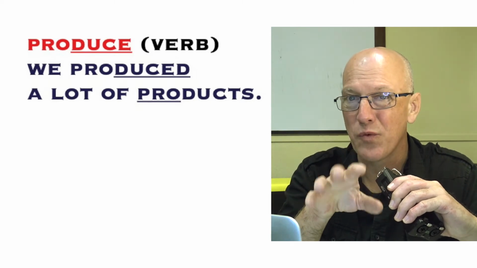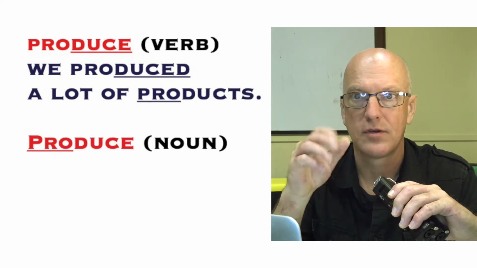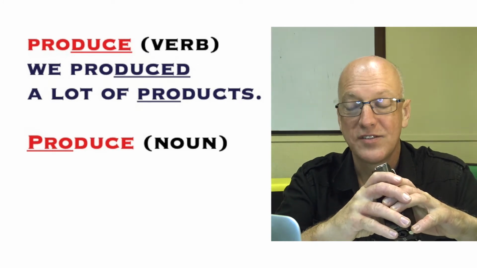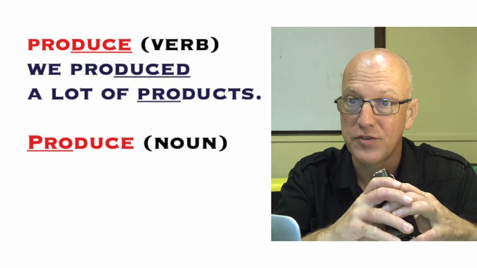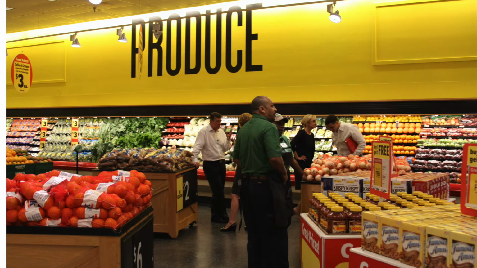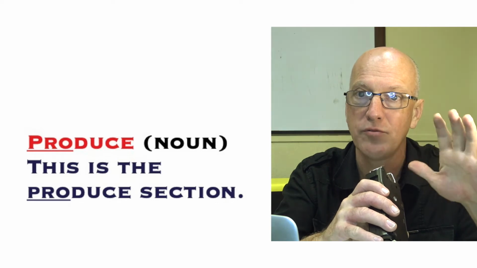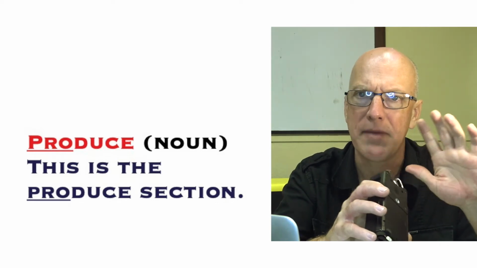There's also another word. It's produce. What in the world is that? Well, this is really strange, but produce is fruits and vegetables. If you go to the grocery store, you might notice this word on the wall. Well, it's stressed on the first syllable because it's a noun. This is the produce section. This is the produce section. Has nothing to do with making anything.